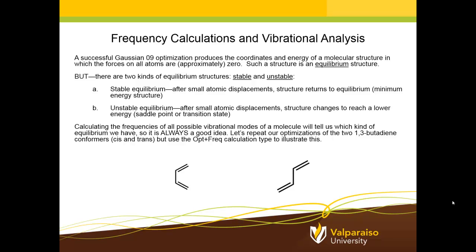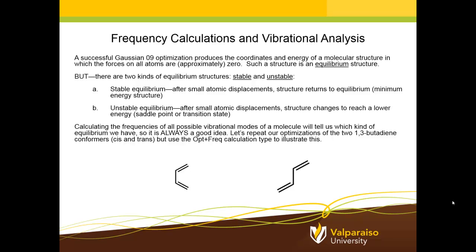This session will focus on doing frequency calculations and obtaining a vibrational analysis of the molecular structure that we've calculated using Gaussian 09. A successful Gaussian 09 optimization gives us the coordinates and energy of a molecular structure in which the forces on all the atoms are approximately zero. What this means is that the structure is what we call an equilibrium structure. Equilibrium means the forces are zero.